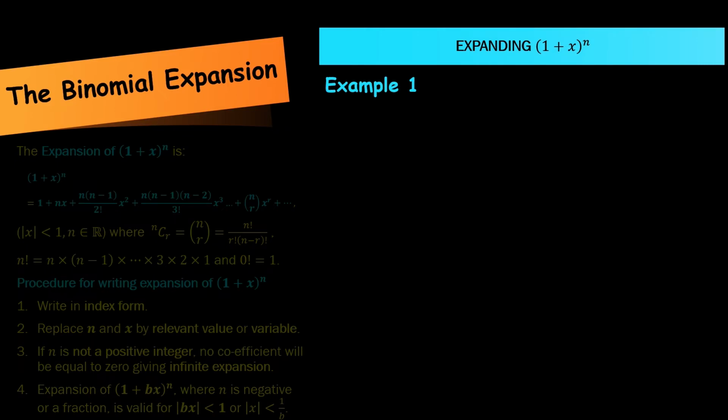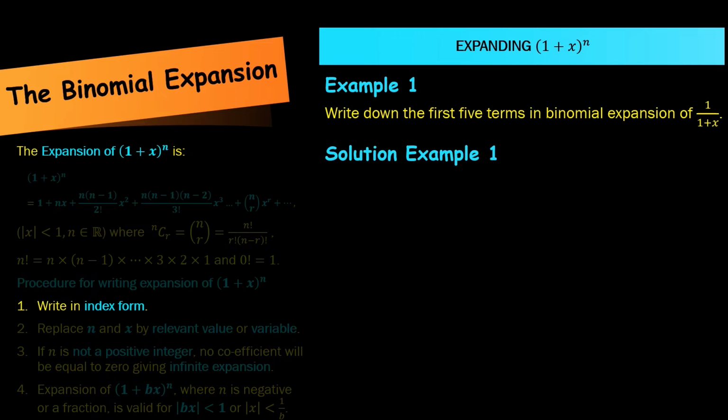Let's now take a look at an example. Pause the video and have a go. Press play when you're ready to view the solution. So let's solve this. We're going to begin by writing the expression in index form. So 1 over 1 plus x is written in the form 1 plus x all raised to the power minus 1.